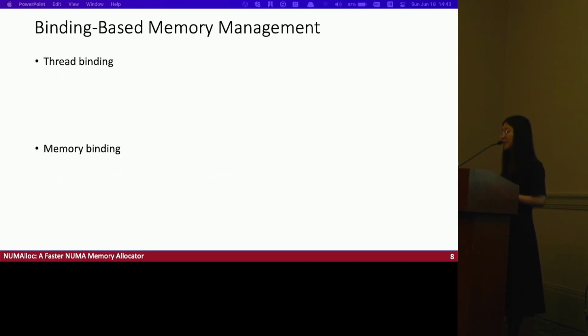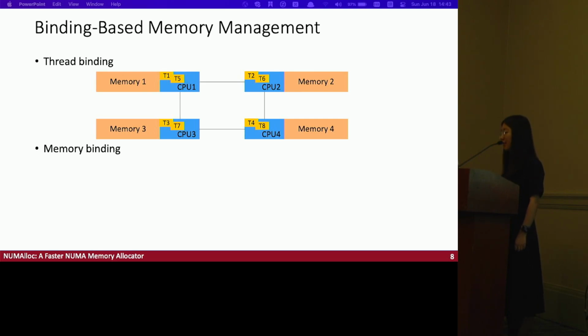Our binding-based memory management includes two types of binding, thread binding and memory binding. Thread binding means binding each thread to a specific node during thread creation, so that no thread migration will happen. Actually, thread binding is not a new concept, and it has already been widely used. But our allocator is the first one built on top of the binding, and we will show how much performance improvement can be obtained if the binding is considered within the allocator.